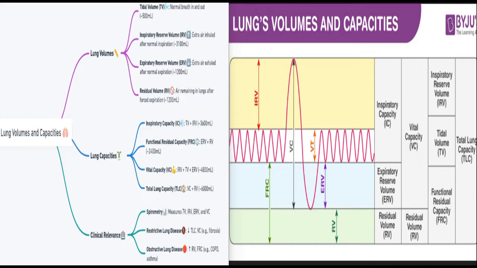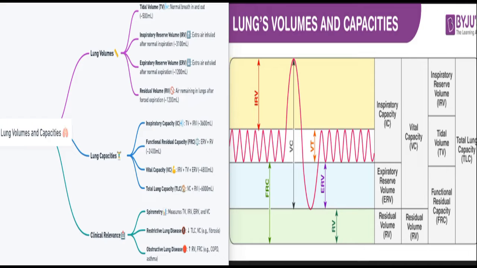Alright, so the lung volume is one of the four primary, non-overlapping subdivisions of the total lung capacity. So the four static lung volumes are tidal volume, inspiratory reserve volume, expiratory reserve volume, and the residual volume.